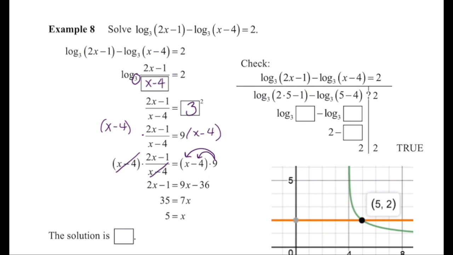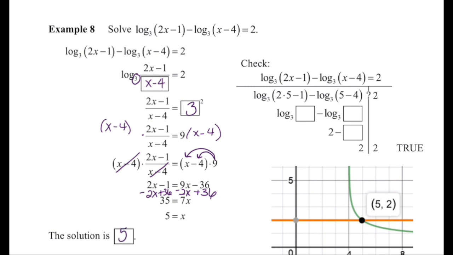I can combine like terms, so I'll start by adding 36 to both sides and subtracting 2x. Oops, not add 1, I'm so sorry. So subtract 2x, add 36. We have 35 is 7x, divide by 7, x is 5.